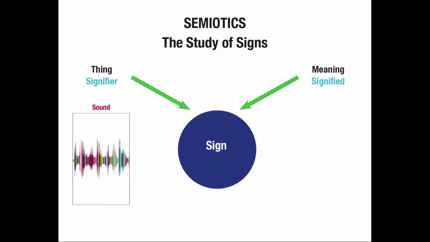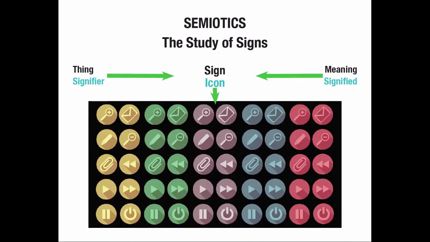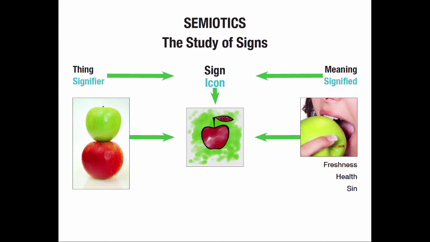Icons are one type of sign. The word icon comes from the Greek word eikon, which means an image or likeness that represents something else. In other words, icons are defined by the fact that their meaning closely resembles the actual thing they're trying to represent. The key thing to remember is that a sign is created when the object, image, word, or sound evokes something in a person's mind.